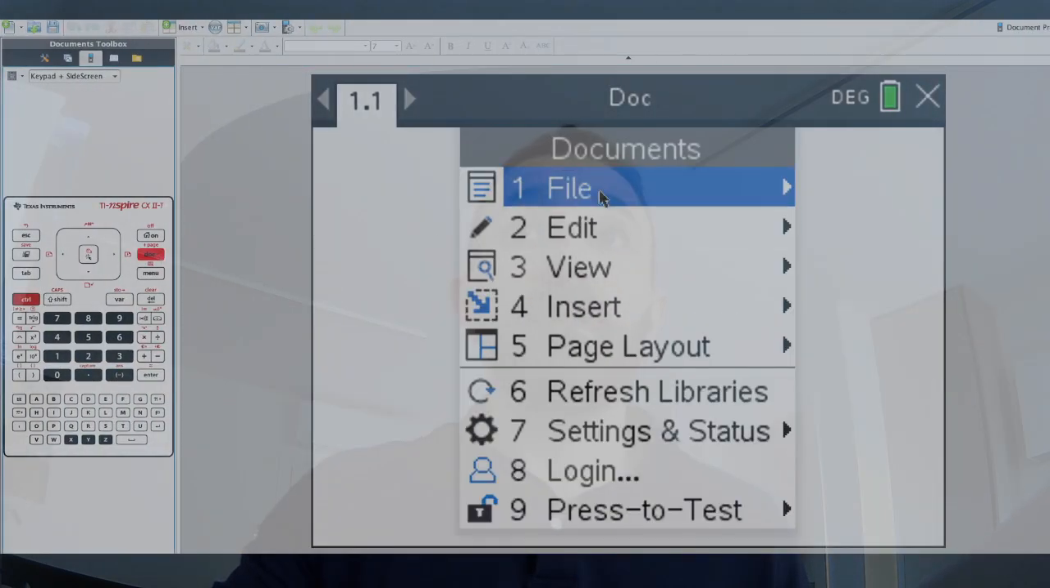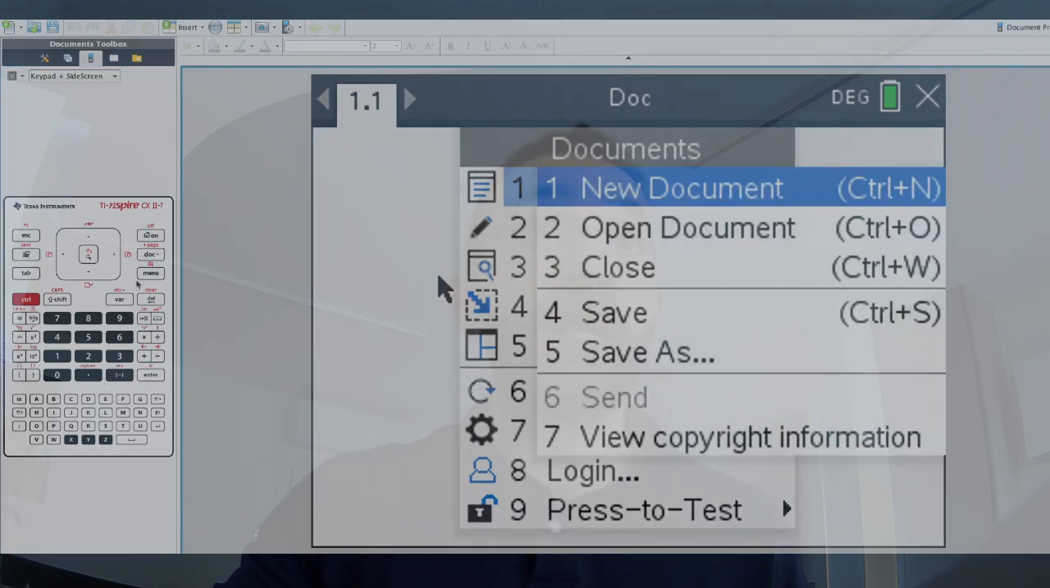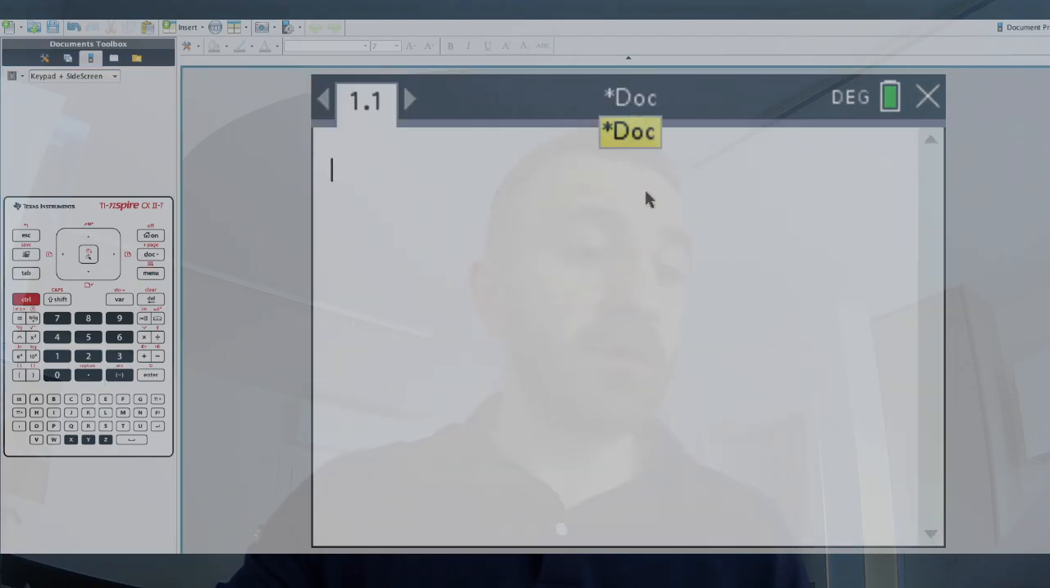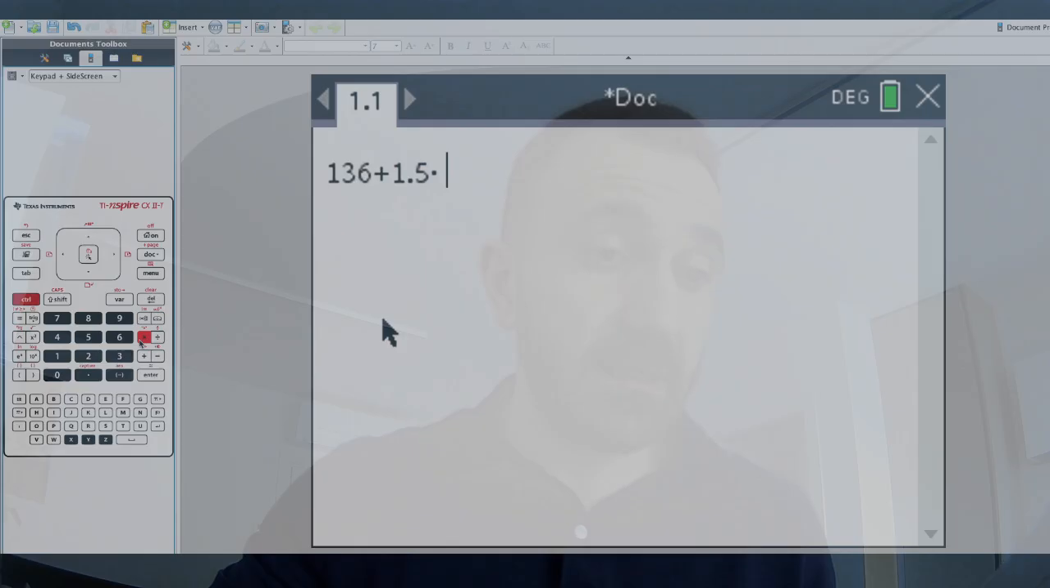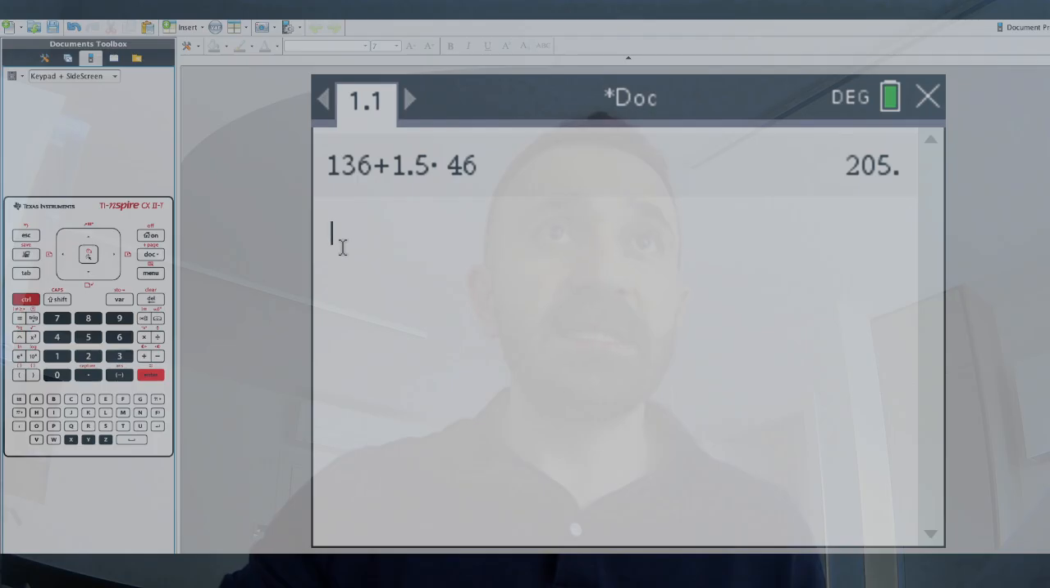So file, menu, add calculator. So 136 plus 1.5 times 46 is 205, and 90 minus 1.5 times 46 is 21. So the fences are 21 and 205.